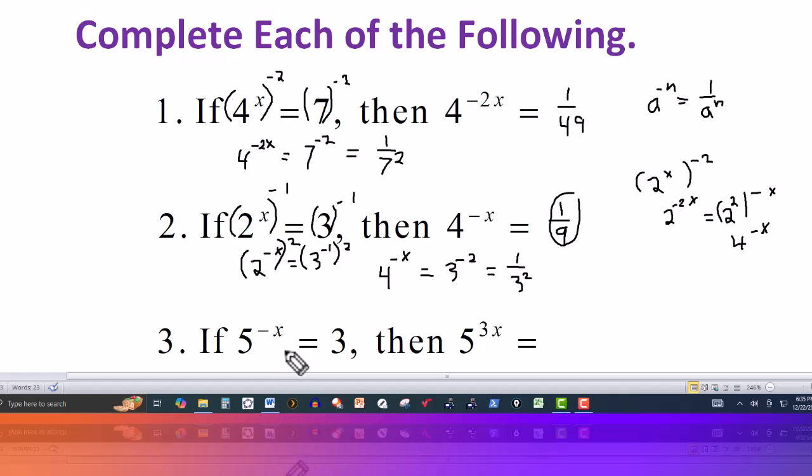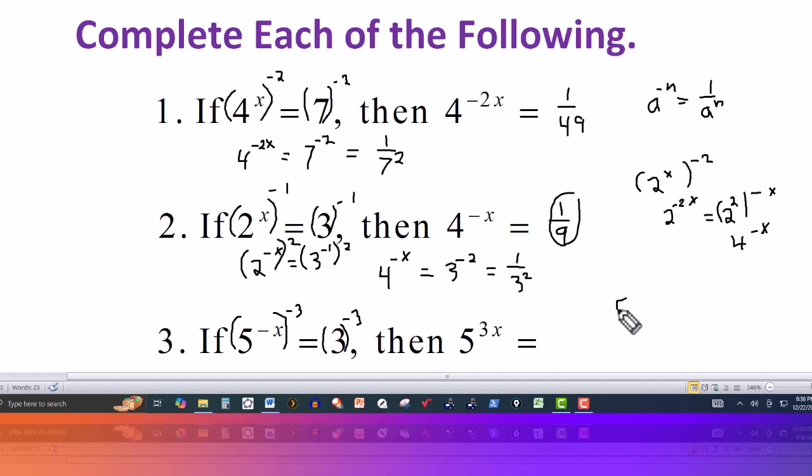And then in the last one, we have 5 to the negative x is equal to 3. Then 5 to the positive 3x equals what? So instead of a minus here, we want a 3. So all we have to do then is get rid of that negative there. So we'll take this to the negative 3, but you have to do it to the other side also. Negative 3 here, and then here you multiply the exponents.